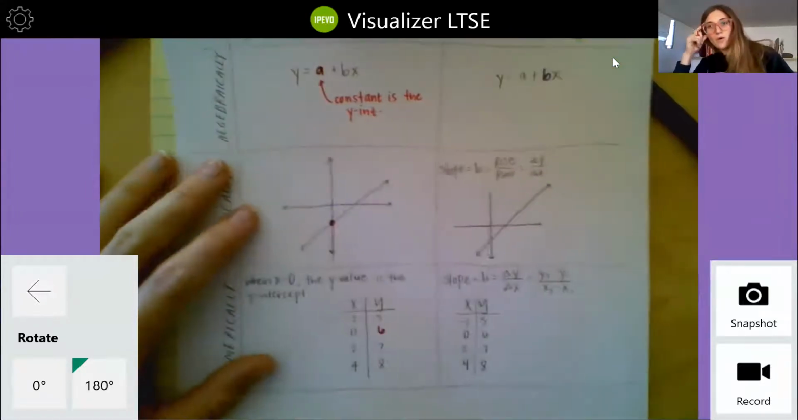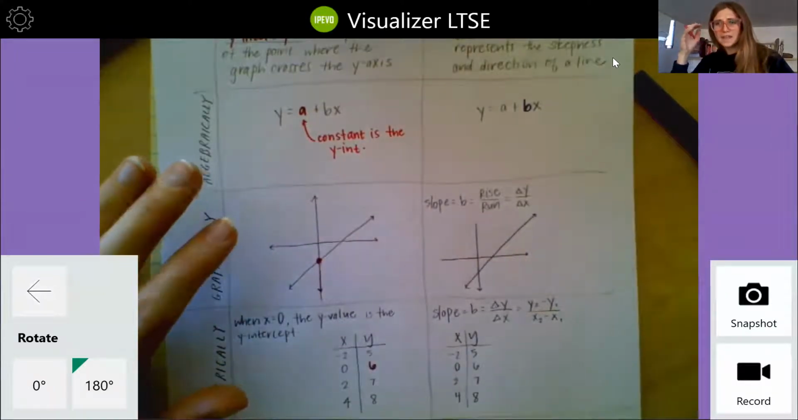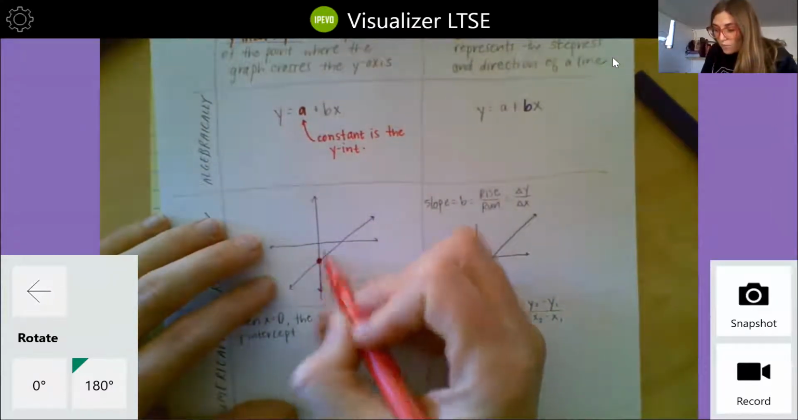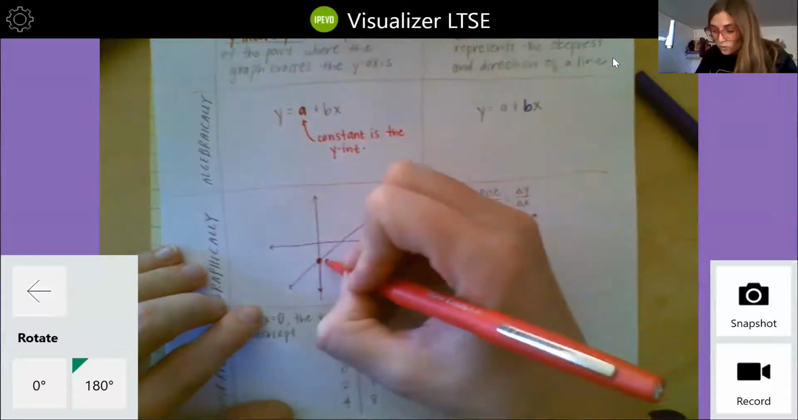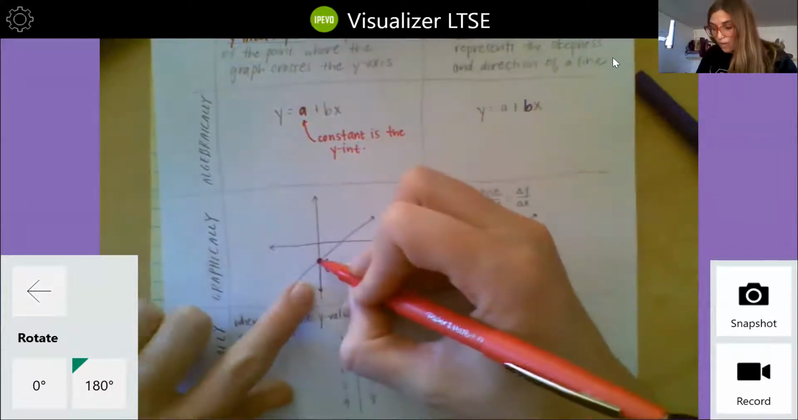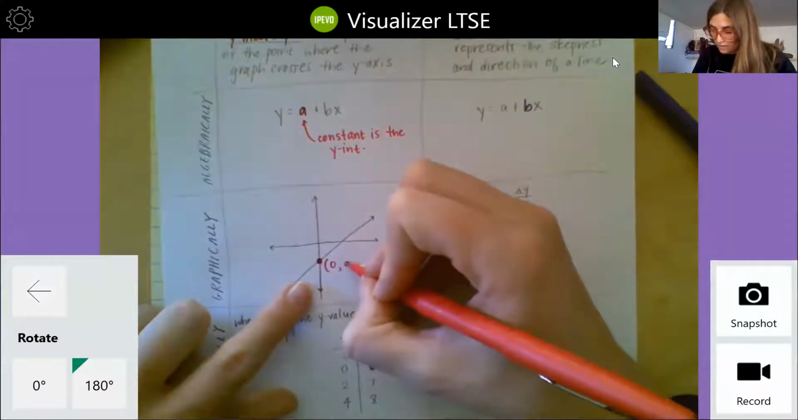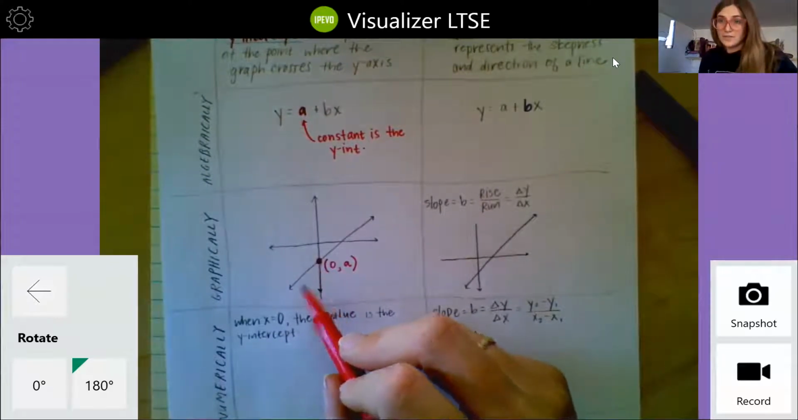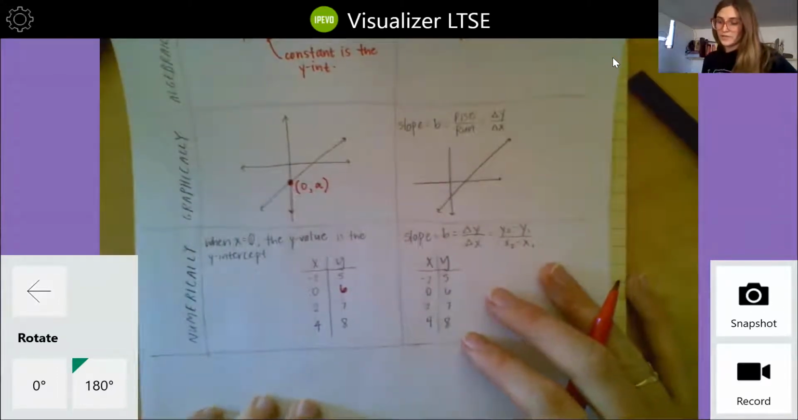I want you to think about anything on the y-axis having an x-coordinate of 0. If I'm on the y-axis, I'm not moving left or right at all, so my x-coordinate is going to be 0. Remember, x comes first, and then that y value will be whatever a was in our equation. So I'm going to write 0, a. And that's the point of the y-intercept.